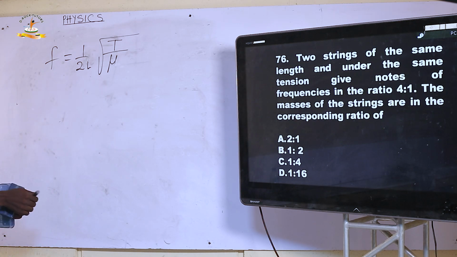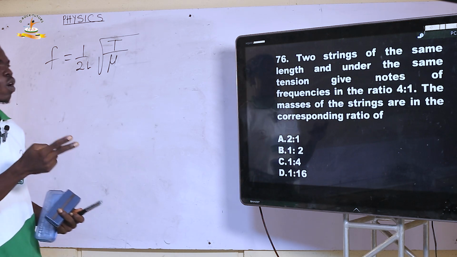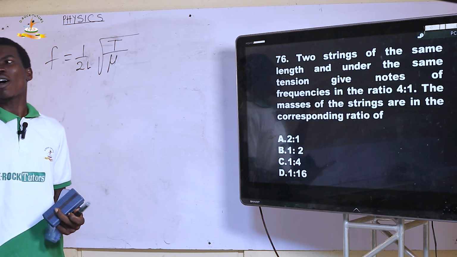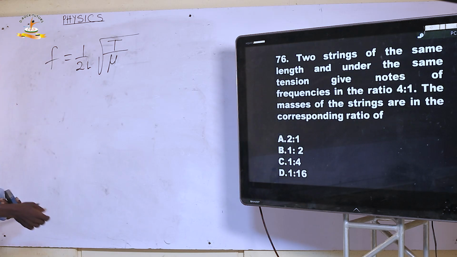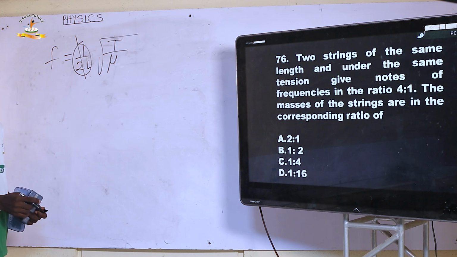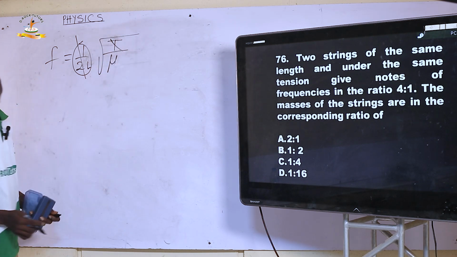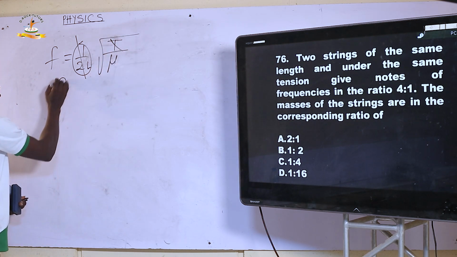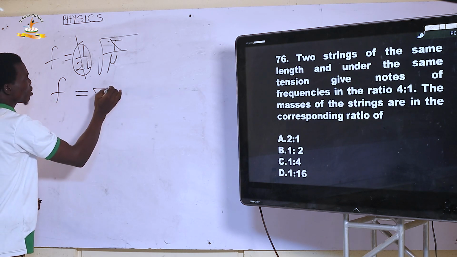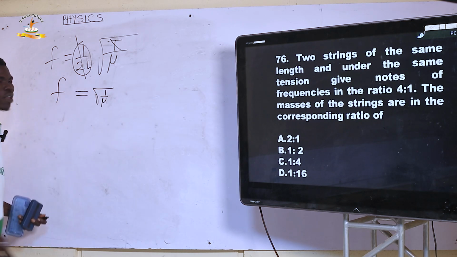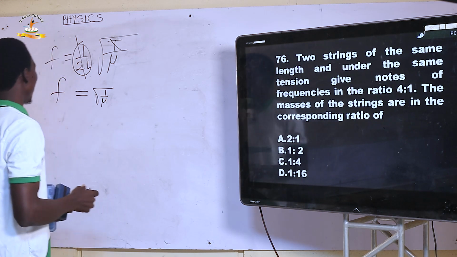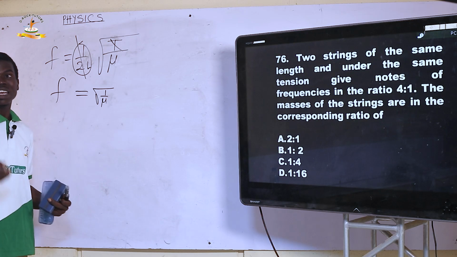Since we have two strings under the same tension, listen, they have the same length and they are under the same tension. What does it mean? It means forget this. Since they are the same, it's constant. The tension is also constant. So I say F is now a function of the square root of 1/mu. 1/mu is the specific mass of the substance, which is mass per unit length.